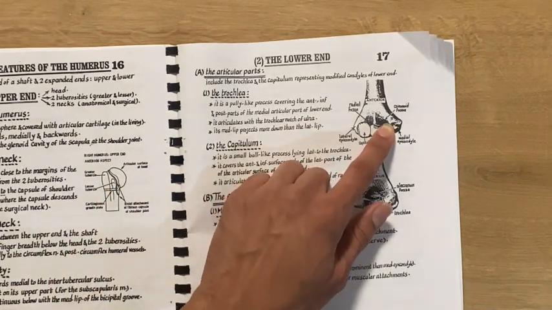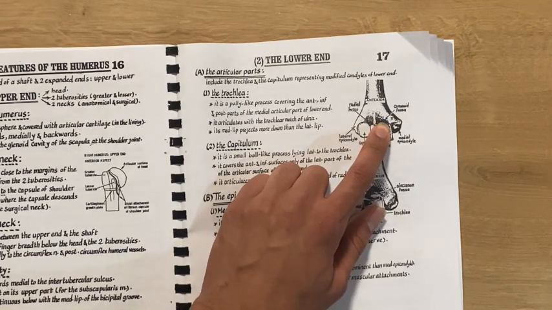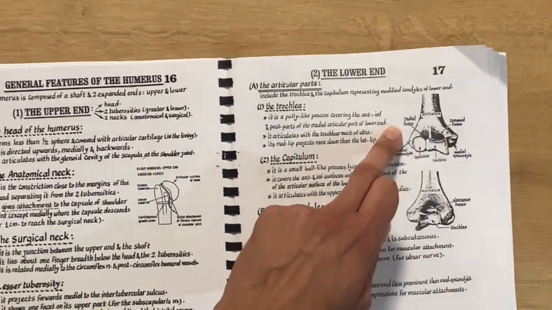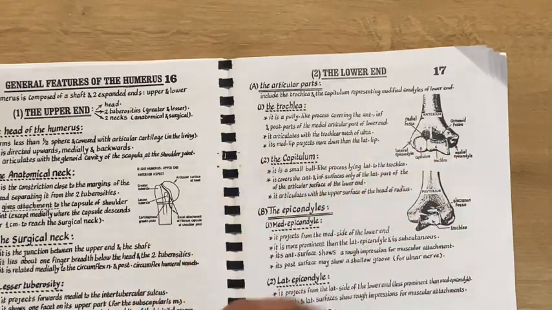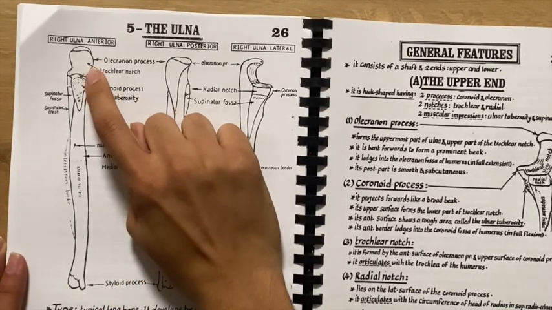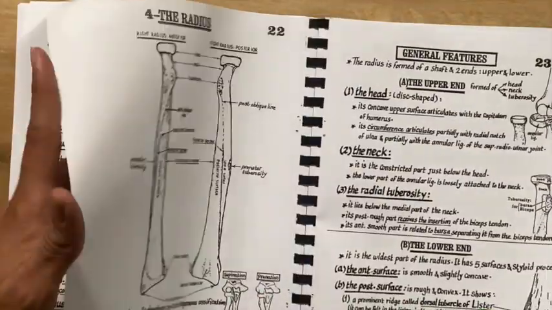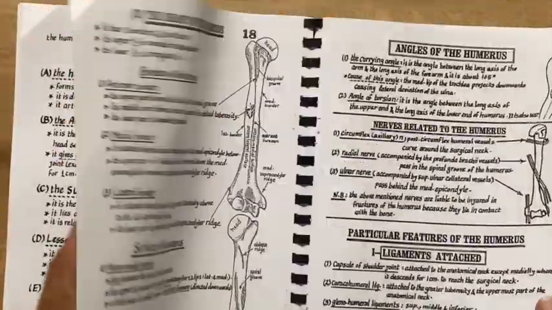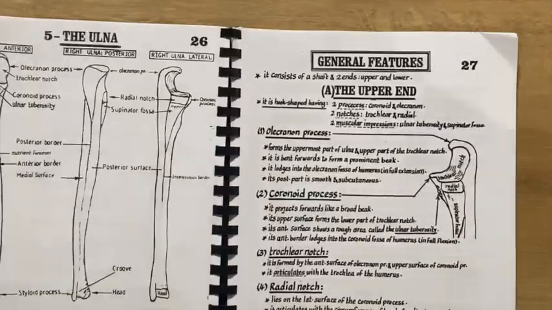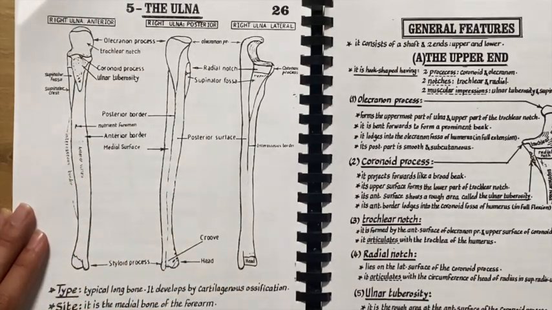Right here, the coronoid process enters the coronoid fossa when the arm is flexed. And the radial process is where the head of the radius inserts when the arm is flexed. Next, the trochlear notch is used for articulation with the trochlea of the humerus, as I mentioned here. Trochlea. Okay, right here.